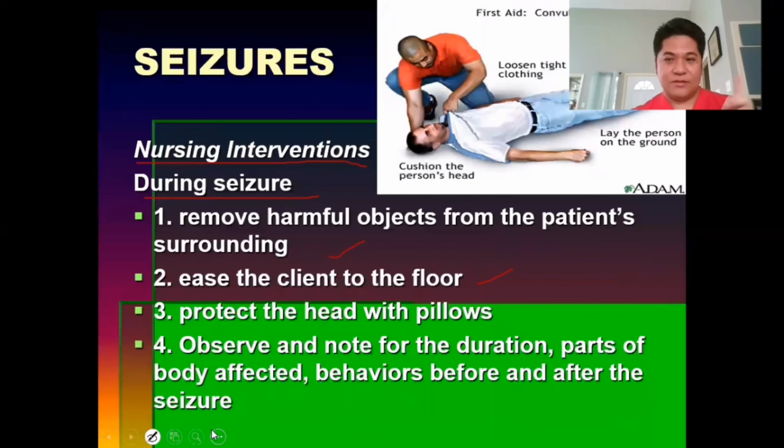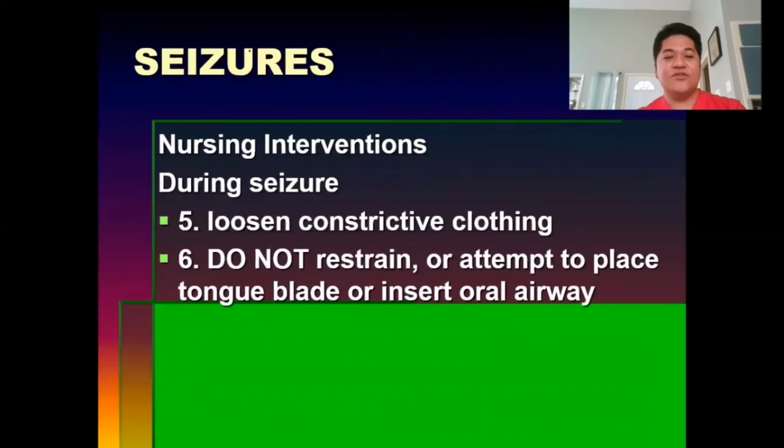The big no-no. Observe, and note the duration and parts of the body affected, so we can classify what kind of seizure it is, and any behavior before and after the seizure. Usually when there is an aura, they will shout or the behavior changes, okay? We need to note that. Now, during the seizure, loosen constrictive clothing and do not restrain, I told you, okay? Or attempt to place anything in the mouth or insert anything in the airway, because there's a tendency that they could swallow it and block the airway. So do not do that.